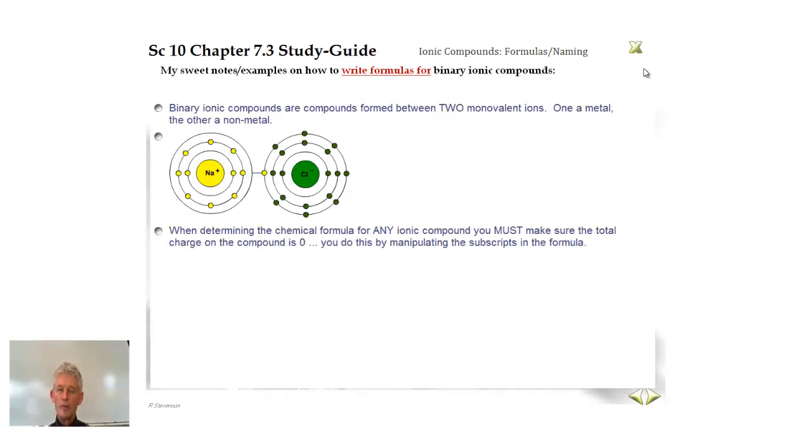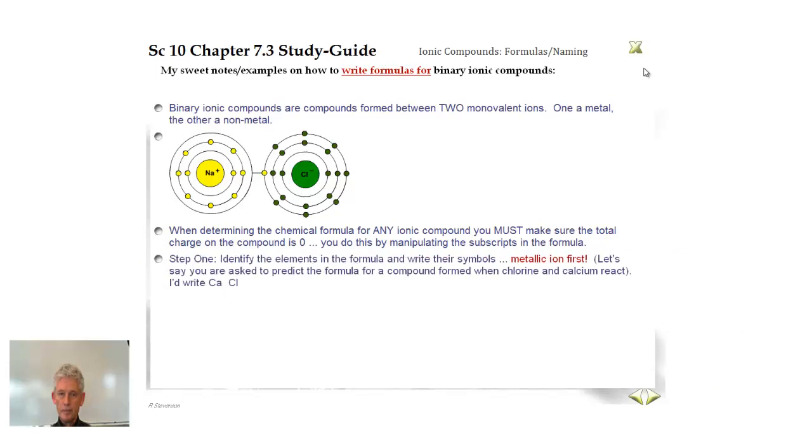When determining the chemical formula for any ionic compound, you must make sure the total charge on the compound is 0. To do that, you have to work with these little things called subscripts in the formula. Step 1, identify the elements in the formula and write their symbols. Always put the element that is to the left and lower down first. That would be the more metallic ion. So let's say you're asked to predict the formula for a compound formed when chlorine and calcium react. You're not going to write ClCa, you're going to write, first of all, Ca and then Cl.